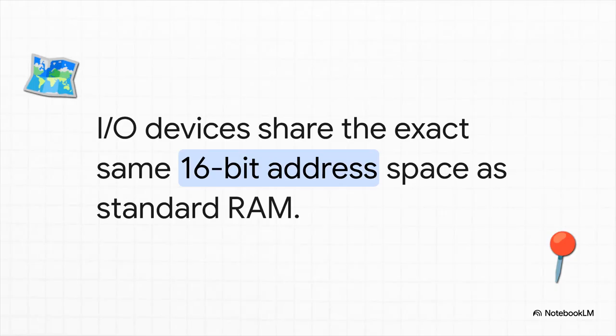read letters from. What's absolutely critical to understand here is a concept called memory-mapped I/O, which our source material explicitly highlights. Instead of having a completely separate, complicated system for communicating with external devices, like a keyboard or a sensor, those I/O devices simply share the exact same 16-bit address space as standard memory.